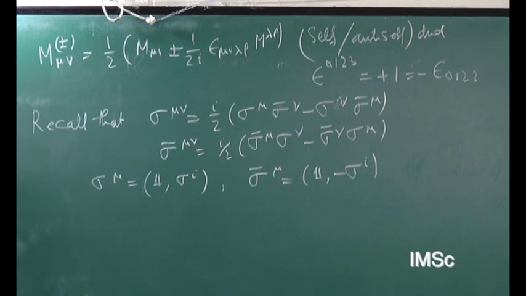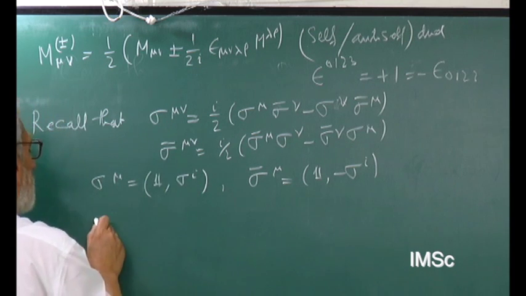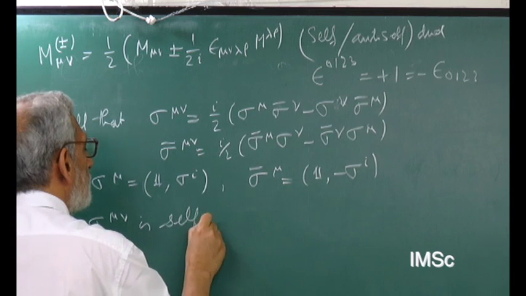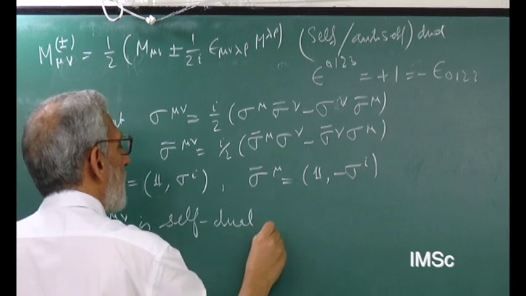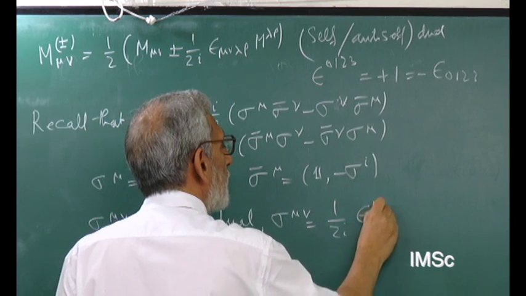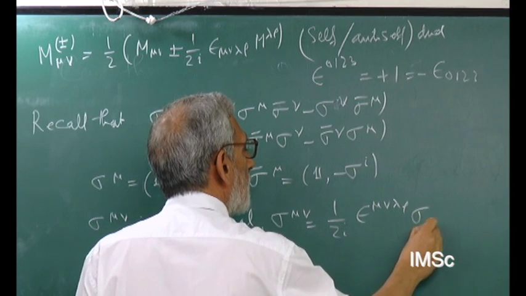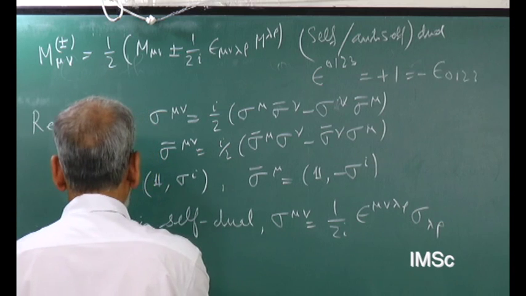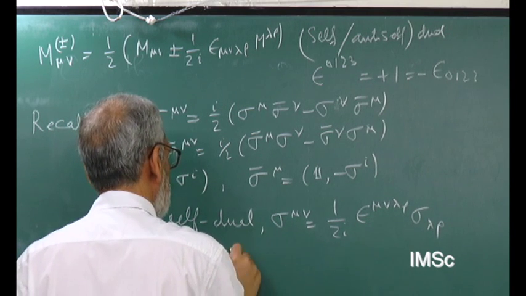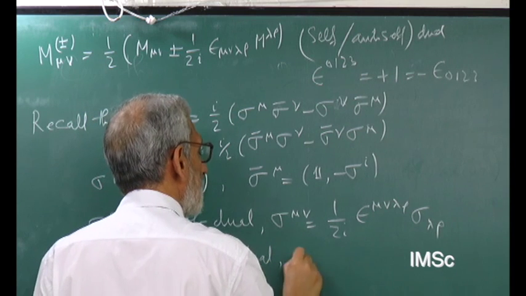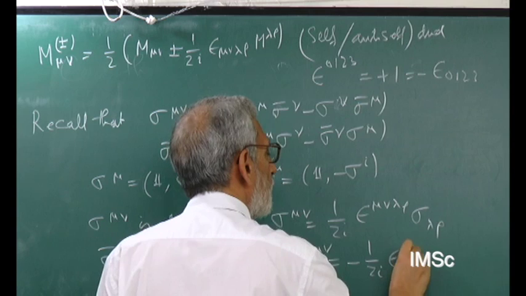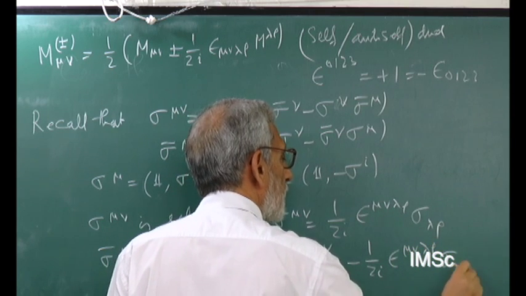This is how we had defined them, and then we had also claimed that sigma mu nu is self-dual. That is, sigma mu nu is the same as 1 by 2i epsilon mu nu lambda rho sigma lambda rho. And sigma bar mu nu is anti-self-dual. That is, sigma bar mu nu is minus 1 by 2i epsilon mu nu lambda rho sigma bar lambda rho.